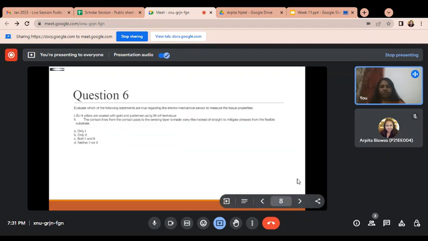Next, we are moving toward question number 8. Evaluate which of the following statements are true regarding the electromechanical sensor to measure the tissue properties. First statement is SU-8 pillars are coated with gold and patterned using the lift-off technique. Second statement is the contact lines from the contact pads to the sensing layer are made curved instead of straight to mitigate stresses from the flexible substrate. So what is the right answer?